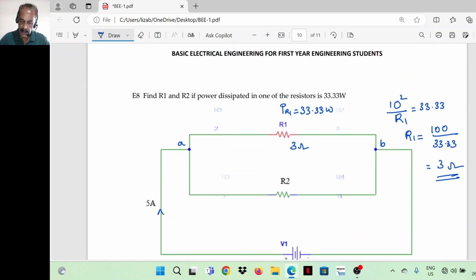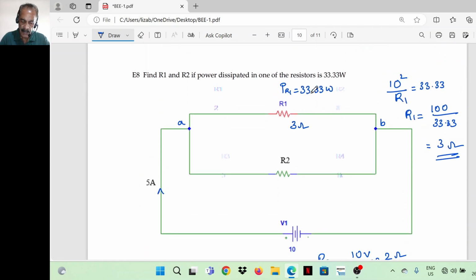So what we did is, we assumed that power dissipated in resistor R1 is 33.33 watts. The voltage across the parallel combination is 10 volts. So for the power dissipated in R1, we can use the equation V1 square divided by R1. V1 is 10 volt, so 10 square by R1 is equal to 33.33, from which R1 can be found, which is 3 ohm.